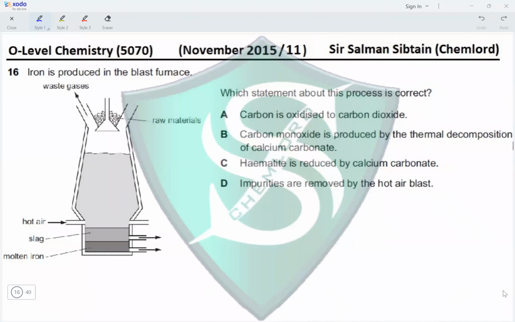Question 16. Iron is produced in the blast furnace. Which statement about this process is correct? Carbon is oxidized to carbon dioxide. Yes, carbon has an oxidation state of 0. When it burns in oxygen, it produces carbon dioxide, in which carbon has an oxidation state of plus 4. So this option is correct. Next, carbon monoxide is produced by thermal decomposition of calcium carbonate. No, calcium carbonate does not thermally decompose in the blast furnace. In fact, it reacts with the acidic impurities present to form salt and release carbon dioxide gas. So this statement is incorrect.